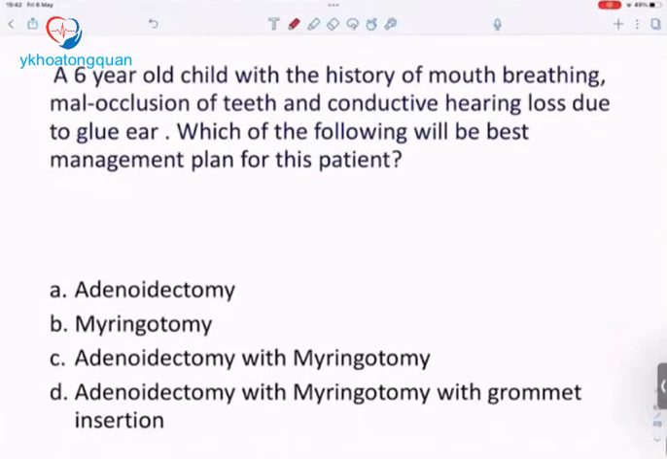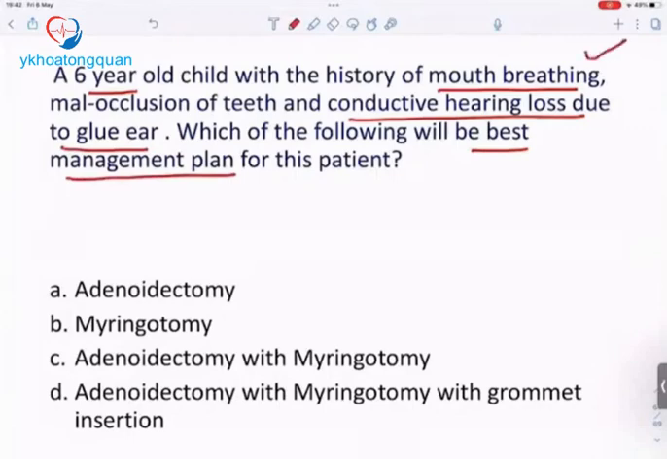And one more question. A 6-year-old school-age child with a history of mouth breathing and conductive hearing loss due to glue ear. What would be the best management plan for this patient? The child has an adenoid problem and hearing loss due to glue ear. What would be the treatment? Adenoidectomy? Myringotomy? Adenoidectomy with myringotomy? Or adenoidectomy with myringotomy with grommet insertion?